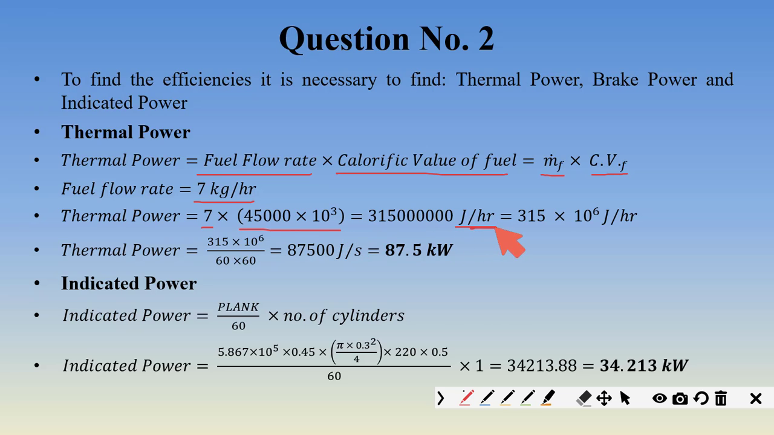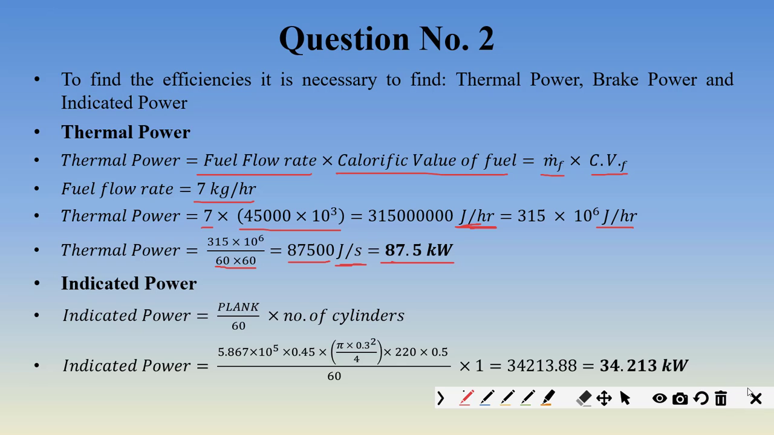I have found it per hour, right? Then I am dividing it by 3600 to convert per hour into per second. So it is 87500 watt. Joule per second is watt, right? And converting it into kilowatt, we get 87.5 kilowatt. So that is my thermal power.